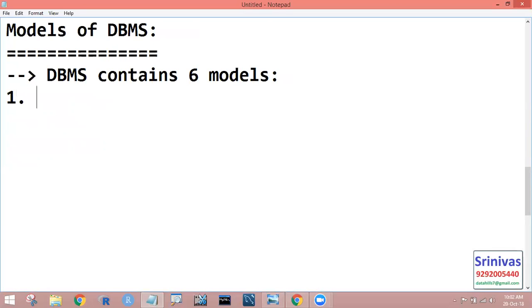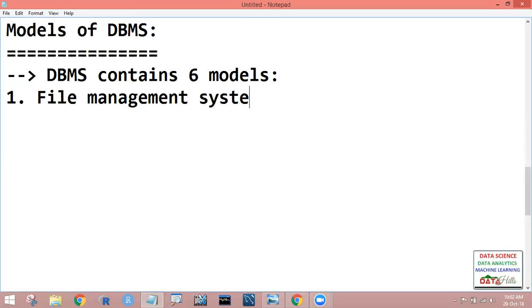At the time of the 1950s, they developed this model. Why? Because before the 1950s, there were no database models. Manually, they were storing the data in records, that is, in papers. They were manually writing the data. In the 1950s, one of the first models that they developed was the file management system, also called FMS. Like that, we have 6 models in database management system.